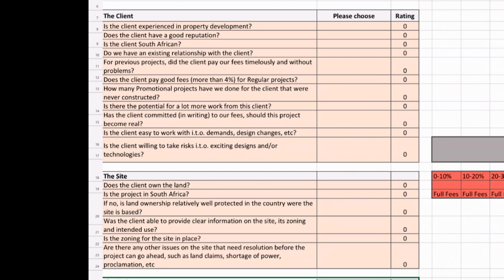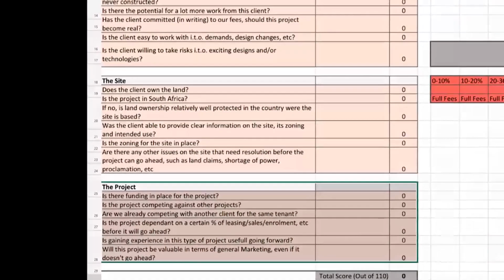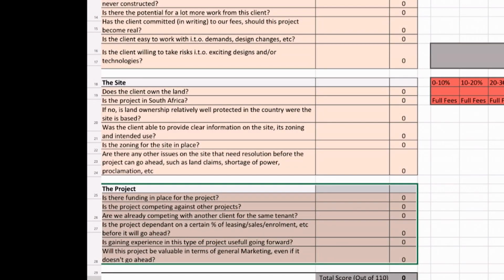Has the client committed in writing to our fees, should the project become real? Is the client easy to work with? And is the client willing to take risks? For example, are they able to do designs that we believe would be a representative of the kind of architecture that we want to make?